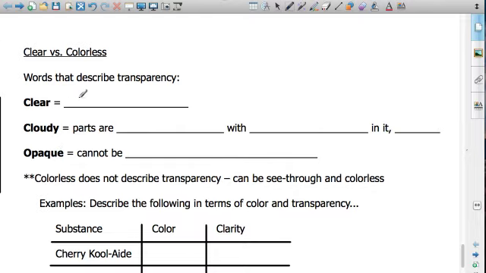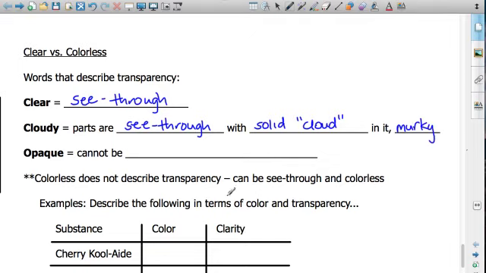If something's clear, it's see-through. If something is cloudy, there are parts that are see-through, but it also has a solid cloud in it. Another way to describe it is it's murky. Like muddy water. You can sort of see through it, but it's got this fuzzy cloud type to it. The word opaque means it cannot be seen through at all.